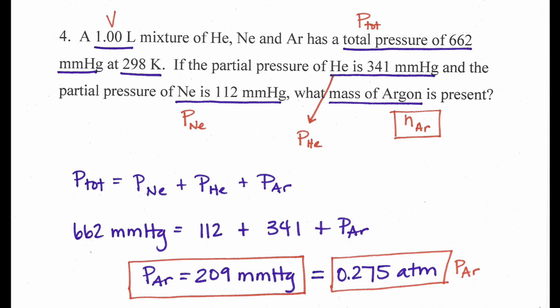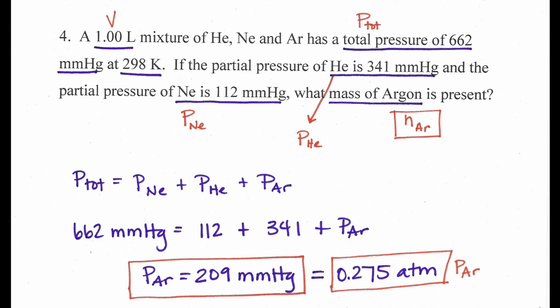So this is a problem where we're going to use Dalton's law of partial pressures. We have a mixture of gases, and in this case we know the total pressure and we know the partial pressures for 2 of our components. We do not know the partial pressure for argon, so in order to find the mass of argon, which is what we ultimately need to solve for, we first need to start by finding the partial pressure of argon.